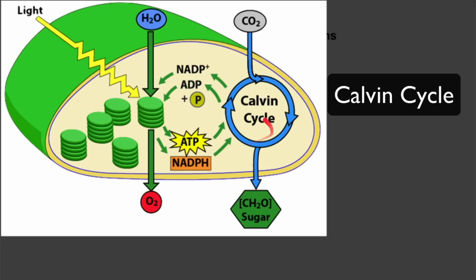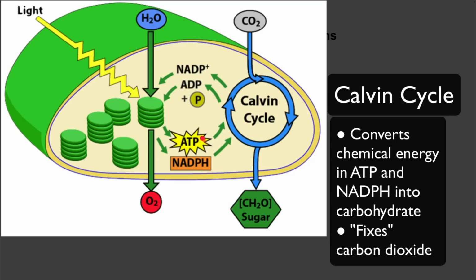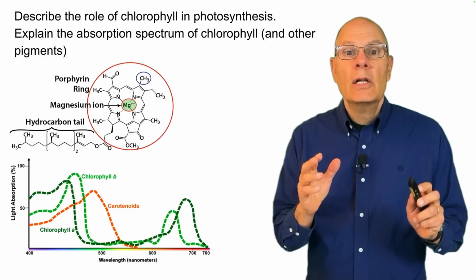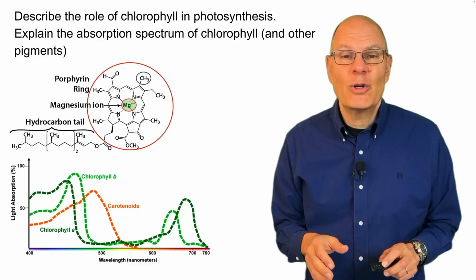The Calvin cycle is the second phase of photosynthesis, and it converts the chemical energy that's in NADPH and ATP into carbohydrate, and it does that by using carbon dioxide as an input, and it fixes that low energy gas into high energy sugars.